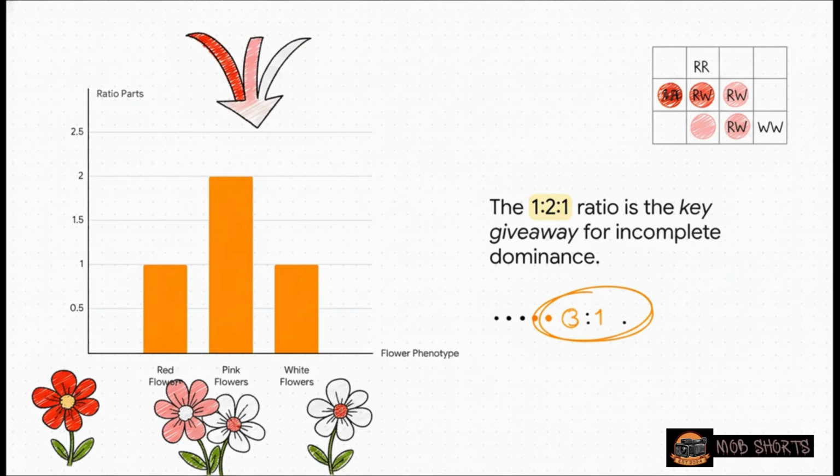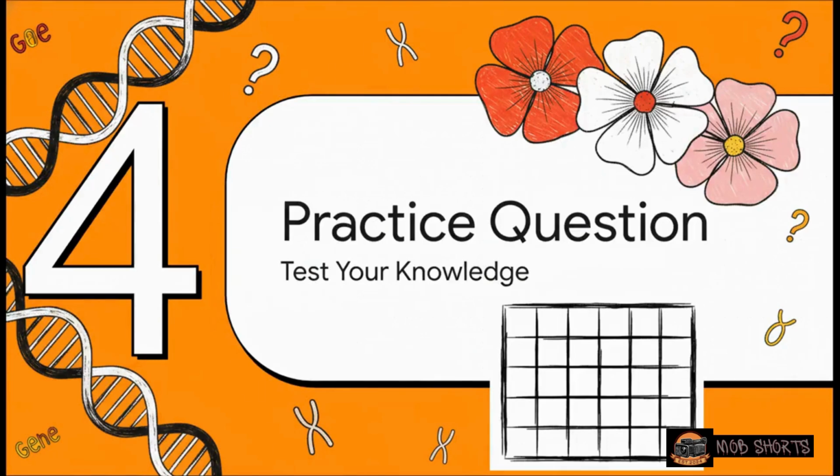Now think back. This is completely different from that classic 3-to-1 phenotypic ratio you get in a simple Mendelian cross, isn't it? Seeing a 1 to 2 to 1 ratio is a massive hint that you're dealing with an incomplete dominance problem. Okay, you've seen the theory, you've seen the worked example. Now it's your turn. Let's see if you can apply what you've learned to a typical exam-style question.